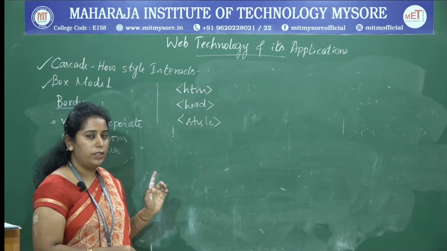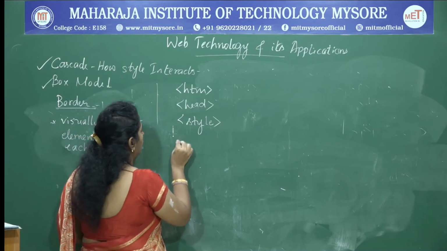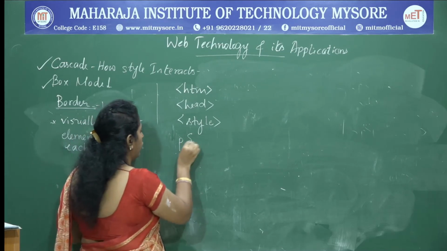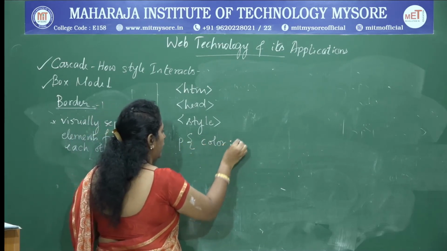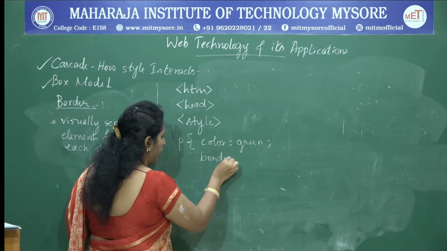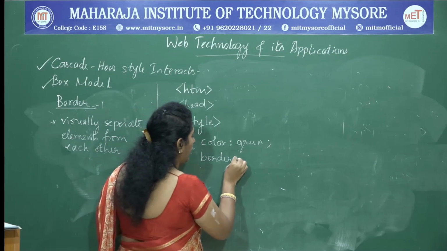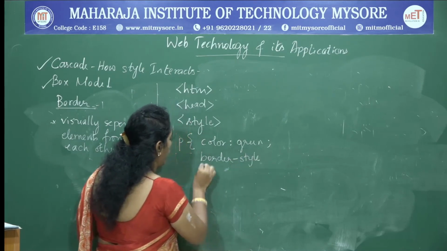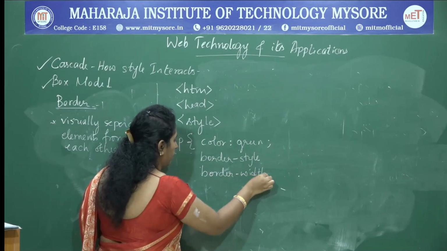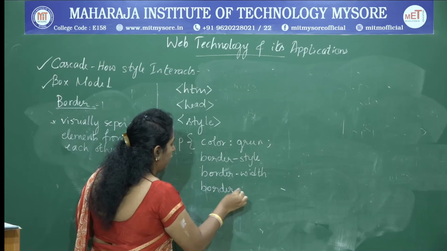Okay, so now how to set a border? For example, I am going to take the P element selector. There I am using color green as a font color. Then I am taking a property border. This border has three more properties. One is border style, one is border width, and another one is border color.